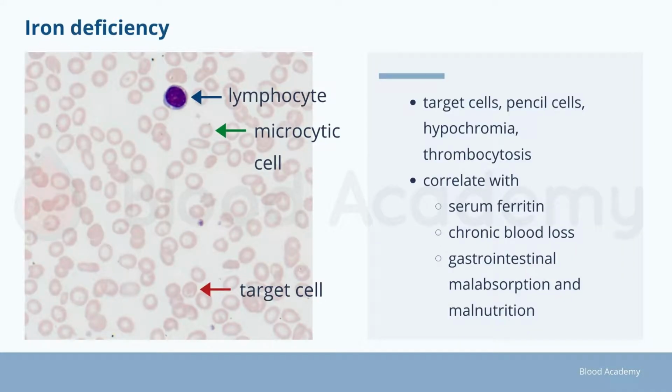Patients with iron deficiency present with variable anemia. The associated morphological features that can be seen include target cells, pencil cells, hyperchromia, and thrombocytosis. Hyperchromia indicates an increase in the size of the central pallor, exceeding 1/3 of the entire red cell diameter. A pencil cell is an elongated cell or elliptocyte which has a sharp end to one pole, hence resembling a pencil. These morphological features should be correlated with the serum ferritin and clinical features of chronic blood loss, most commonly from a gastrointestinal or gynecological cause. Gastrointestinal malabsorption and malnutrition are also common causes of iron deficiency.